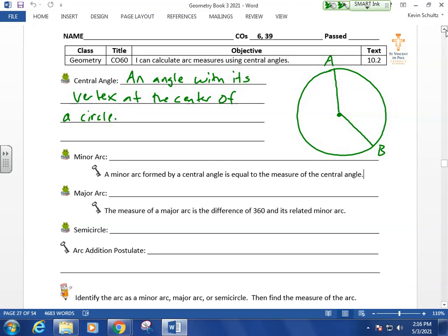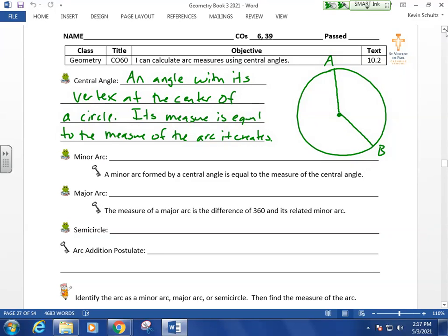And here's the thing about a central angle. Here's the important part. Its measure is equal to the arc it creates. Okay? The measure of a central angle is equal to the measure of the arc it creates. Use all the lines here. Measure of the arc it creates. Okay?